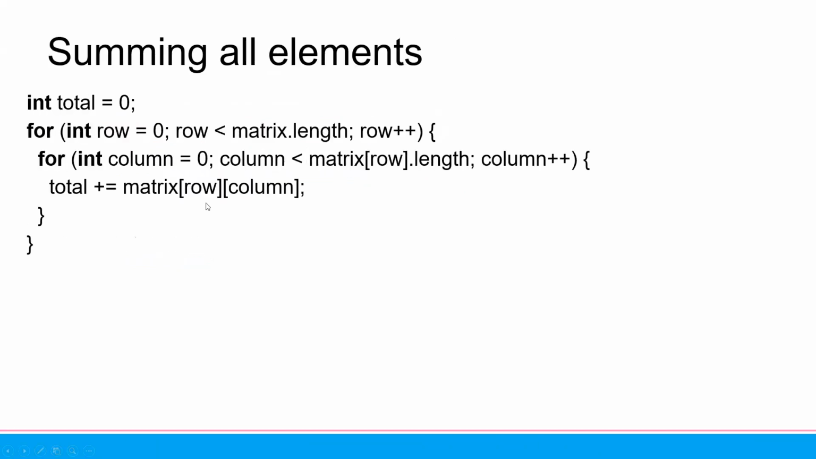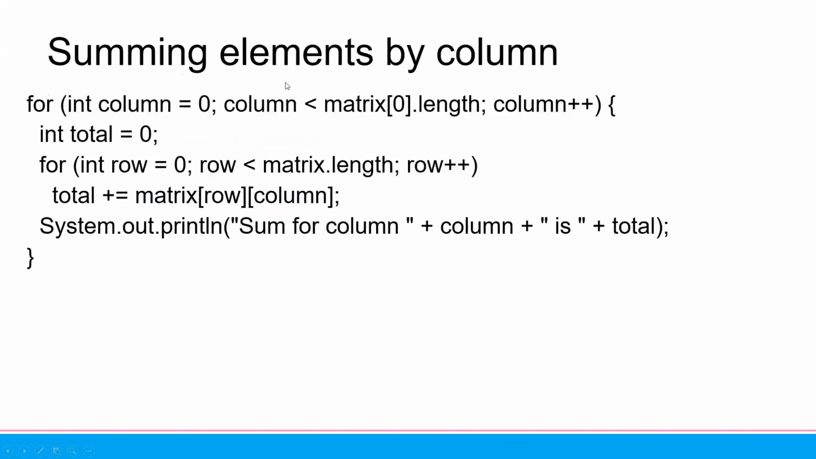Summing all the elements. You can have the array, and then you will have the row index 0 until length, and then you can have the column index 0 until the length of that row, and then you can do total. So you want to sum all the elements in your matrix. Or you want to sum all the elements by the columns.